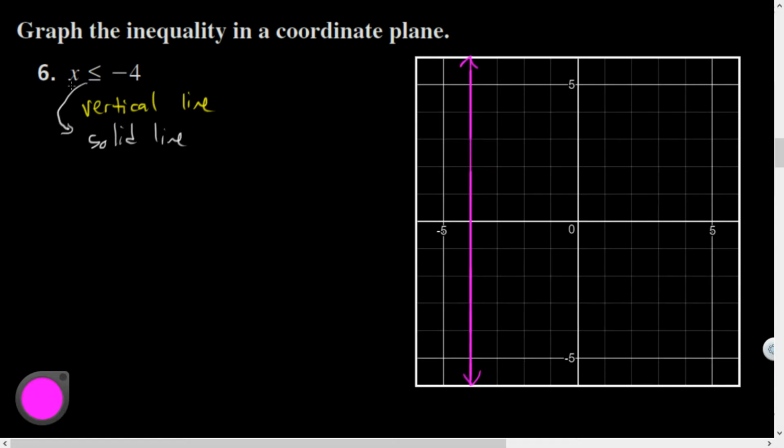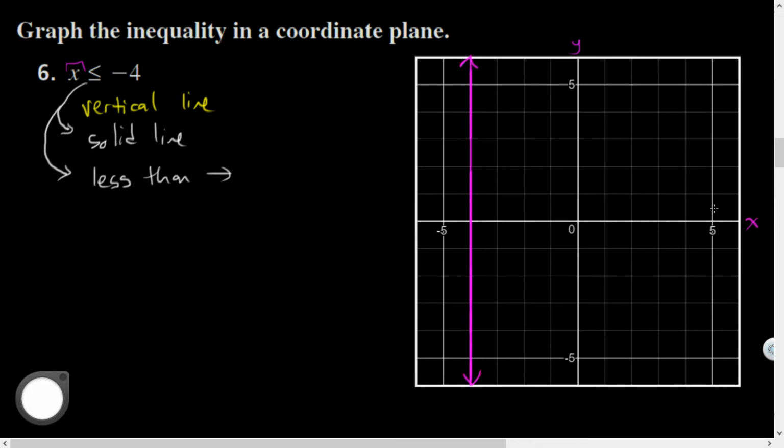But this relationship is talking about x. It's not talking about y. X is this axis, not this axis. So when I say x is less than, I shouldn't ask a question about above or below. I should ask a question about left or right. So let me ask you, which way should I shade? Is less than left or right of this line?